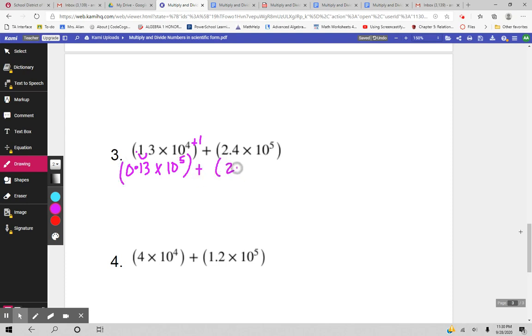Plus, okay, and now that we have matching powers, we're going to be able to add them. So you're going to add your decimals. 2.4. Line up your decimals, 0.13. Add these. Let me use a different color.